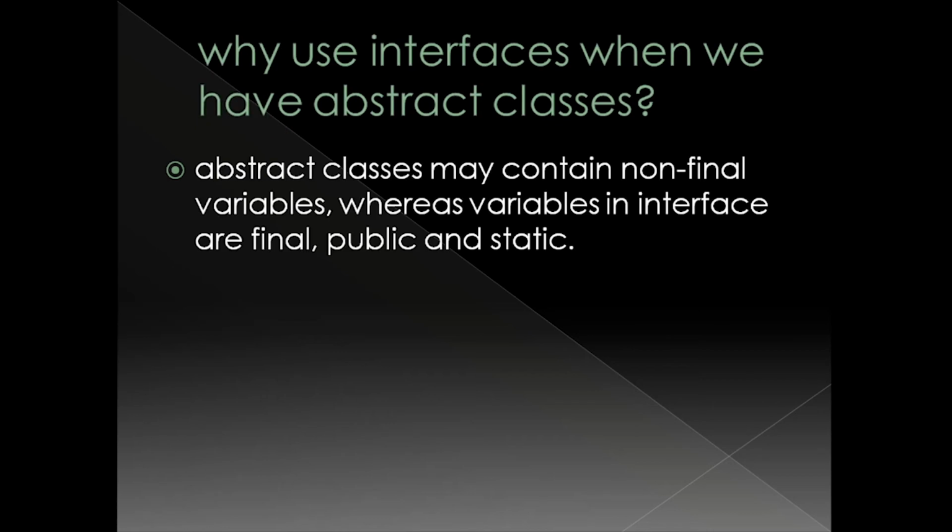The obvious question here is why use interfaces when we have abstract classes? We know that abstract classes also have the methods which are just declared. There is no body of the methods in abstract classes. In interfaces also we have methods which do not have any body. Then why do we need interfaces? See, the abstract classes may contain non-final variables, whereas variables in interface are final, public, and static. So this is how interfaces are different from abstract classes.